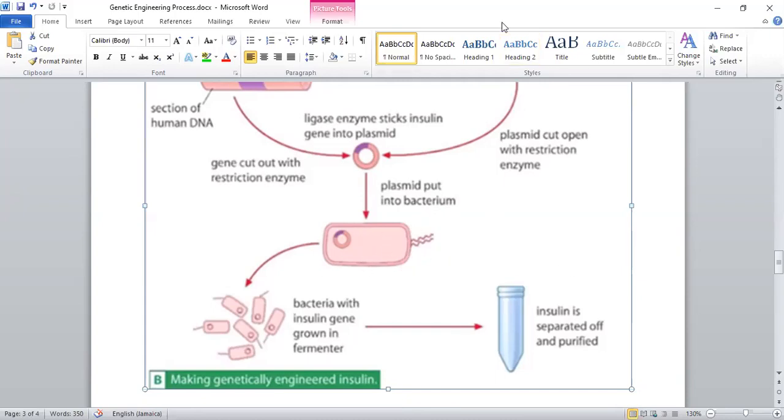Excuse me, Miss. I have a question. Yes. How does the restriction enzyme know exactly what it's cutting out? Is it directed some way? Very good question. How does it know exactly what it's cutting out?